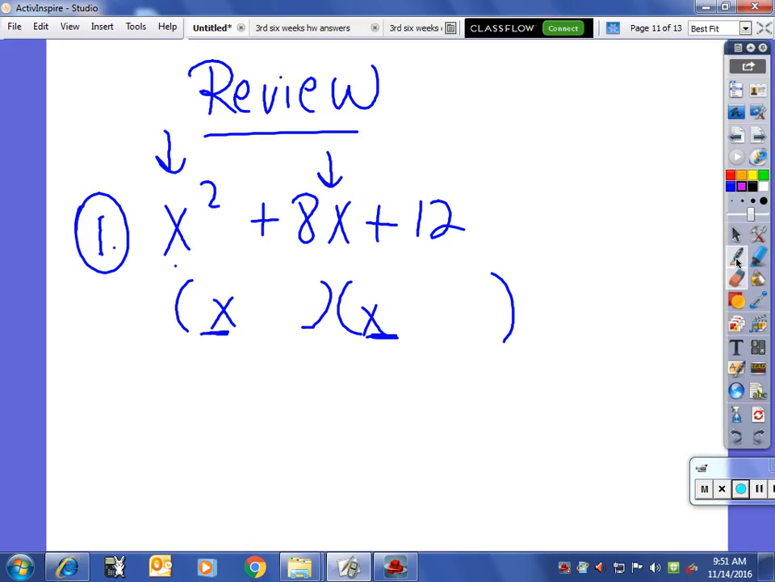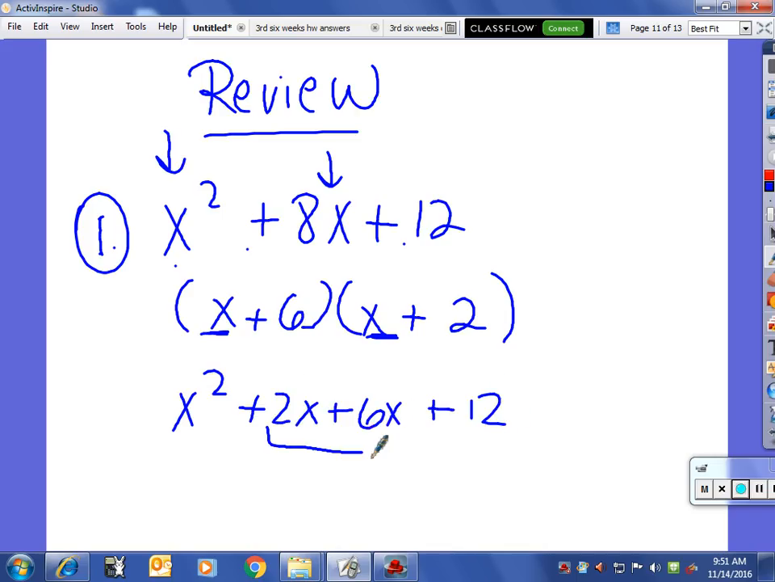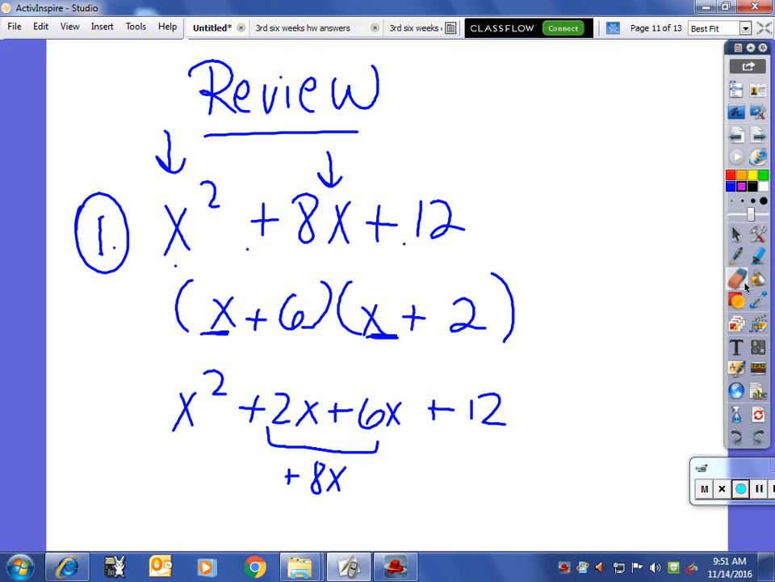And you guys already knew 3 and 4 was not going to be the right guess. What was? 6 and 2. And I can tell from the signs they both have to be positive. And that gives me x squared plus 2x plus 6x, and it gives me a plus 12 on the last term. And these two in the middle definitely add up to 8x. So we didn't have to go through that process of GCF and all that good stuff.